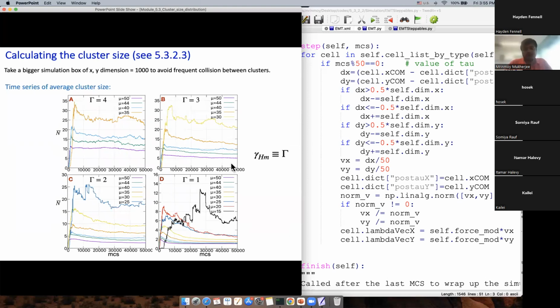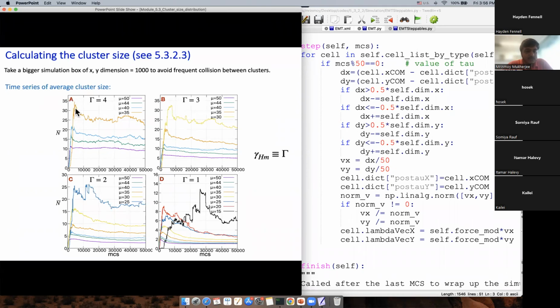Now for the rest of the slides, we will only consider two parameters. If you remember, mu, the force strength, and gamma. Gamma means just the hybrid cell and medium surface tension. As you see, this is the time series. Just observe any plot, that will be good.